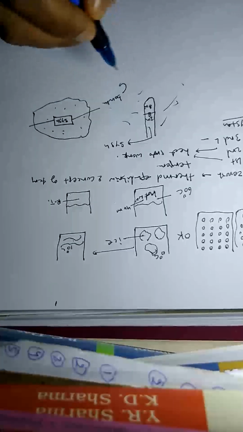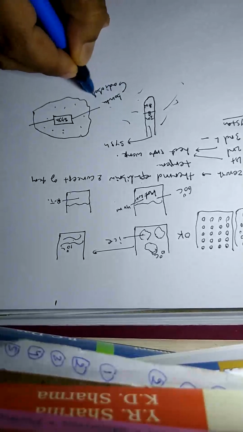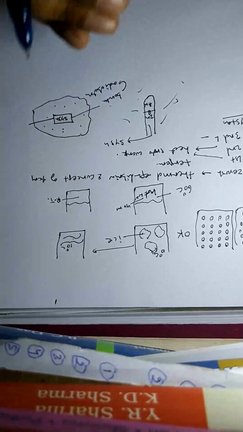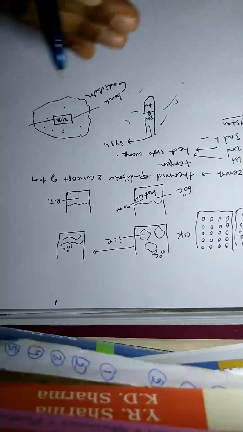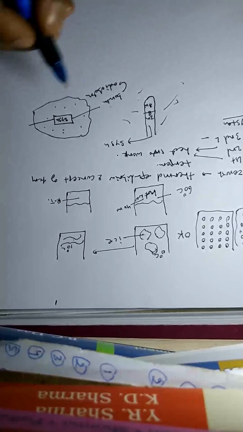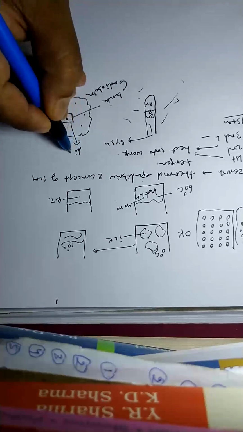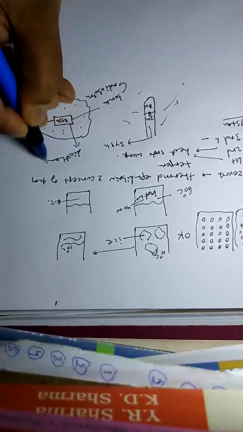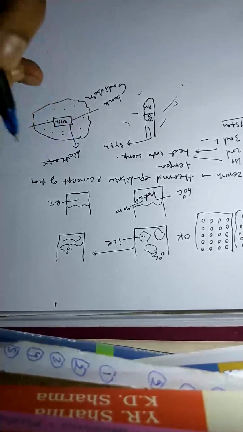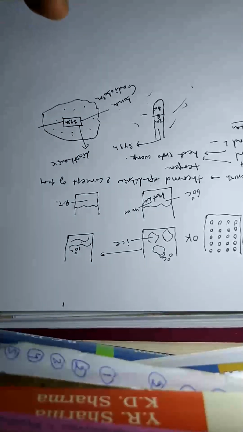Boundary may be of three types. Boundary may be adiabatic or diathermic. Adiabatic means heat cannot flow, it cannot conduct heat. Diathermic means it can conduct heat, and adiabatic means it cannot conduct heat.